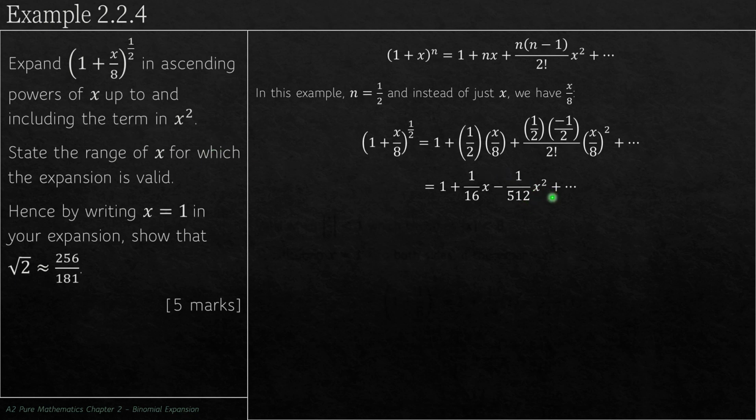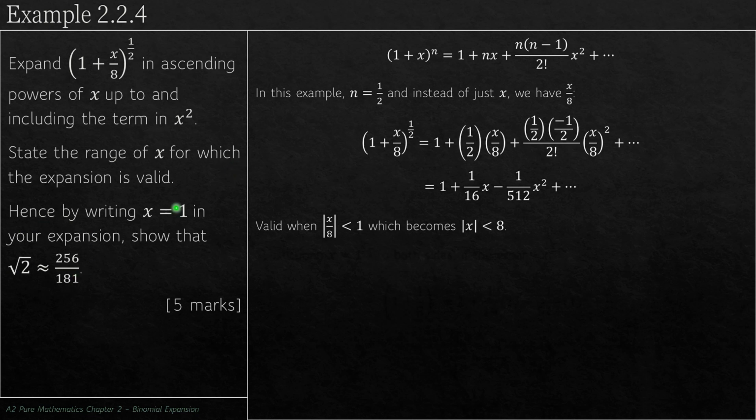The range of values for x, well, I'm using x over 8 instead of x here, so it will be the modulus of x over 8 is less than 1, and then I would take any coefficients that I have here and get them across to the other side of the inequality, so I've got modulus of x is less than 8. This last part here, so hence by writing x equals 1 in this expansion, show this.